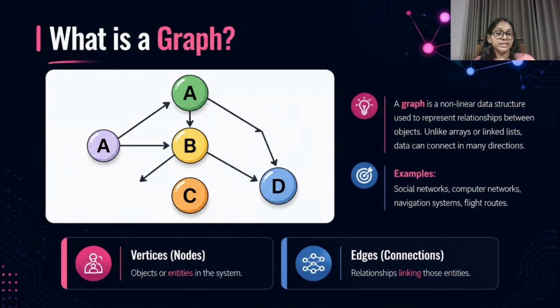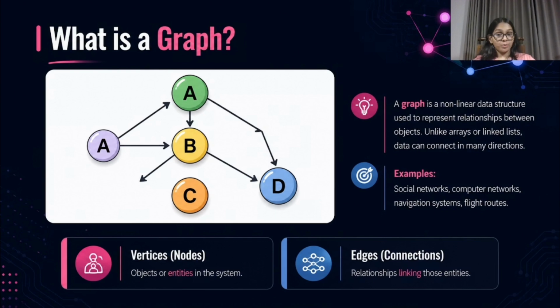Let's think about a real-world example. Imagine a social media platform. Every user can be represented as a node. When two users become friends, a connection is formed between them. That connection is represented by an edge. Together, these users and friendships create a graph.